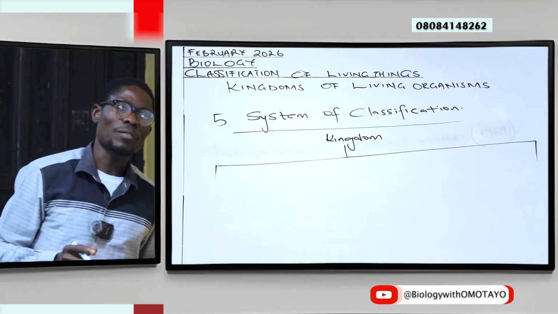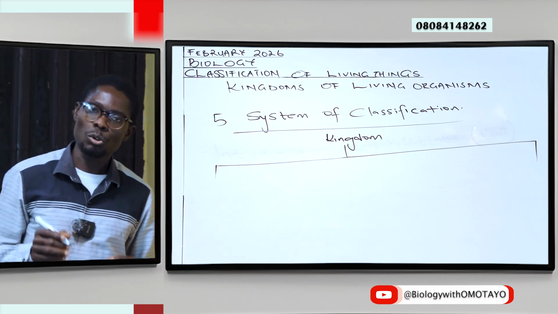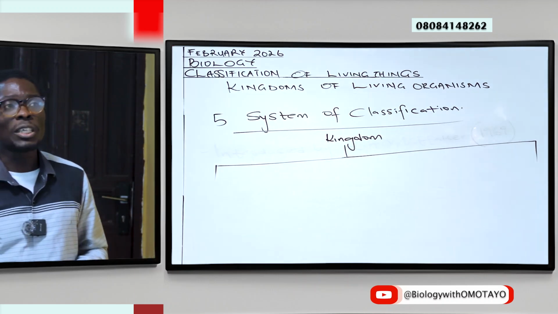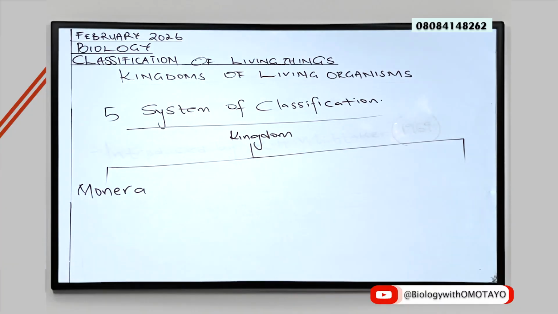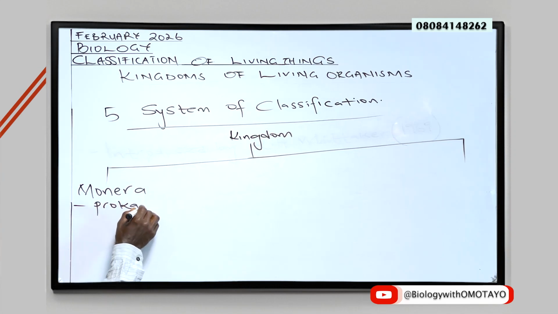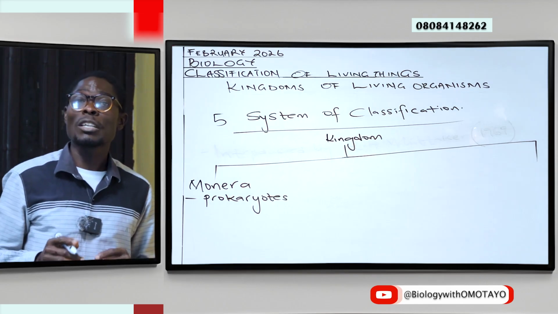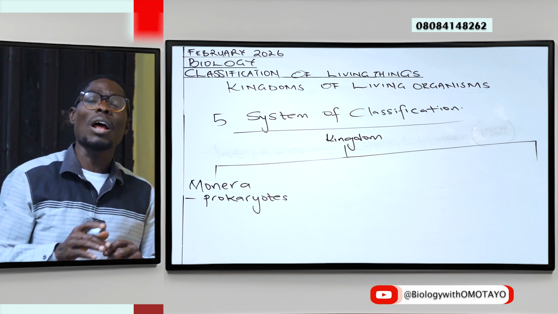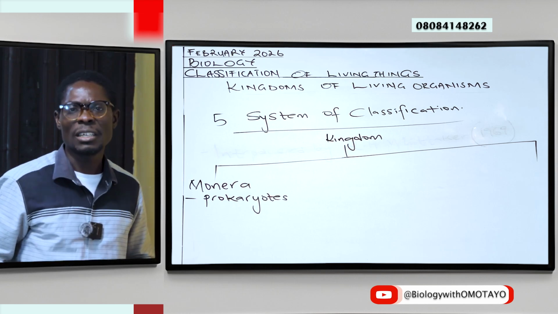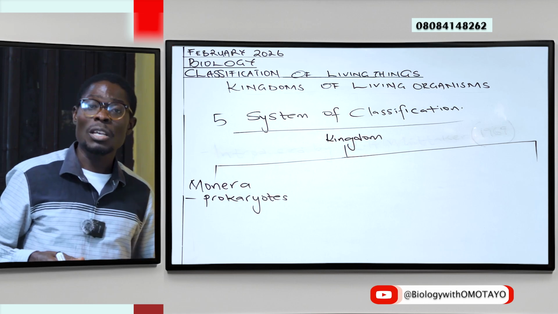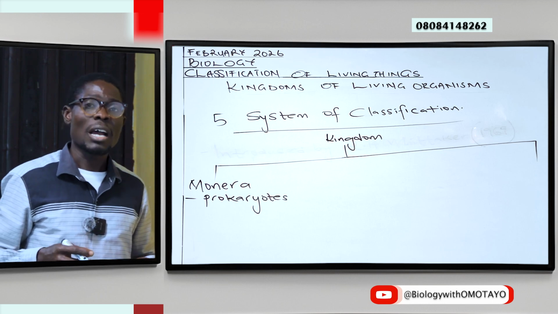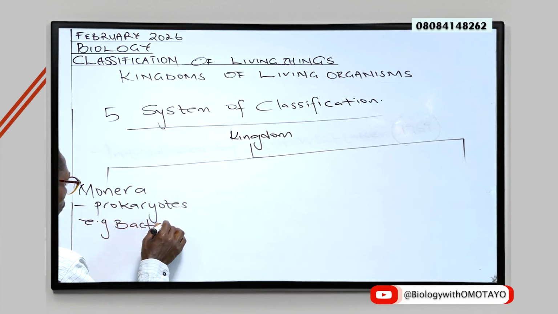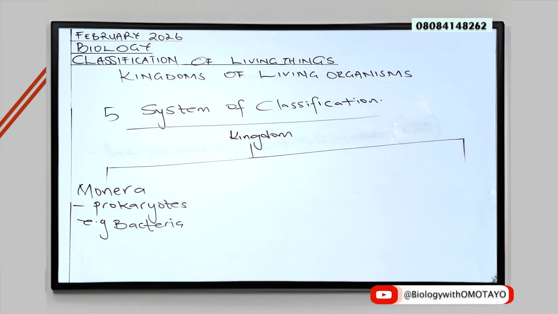Okay, the five kingdom system of classification as introduced by R.H. Whittaker started with Kingdom Monera. Kingdom Monera has prokaryotic organisms. Under Kingdom Monera, we have organisms that have a nucleus that is not well formed, or merely nuclear material. Monera has organisms that do not have membrane-bound organelles in their cell, and organisms such as the bacteria can be found under this group, that is Kingdom Monera.